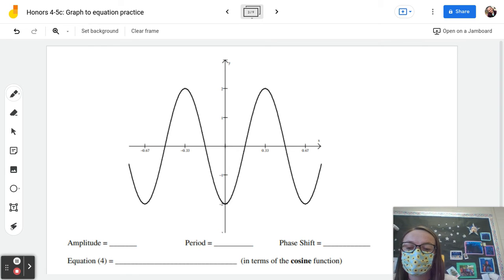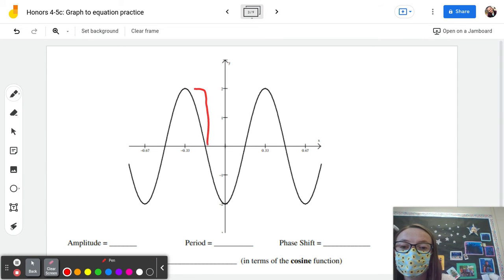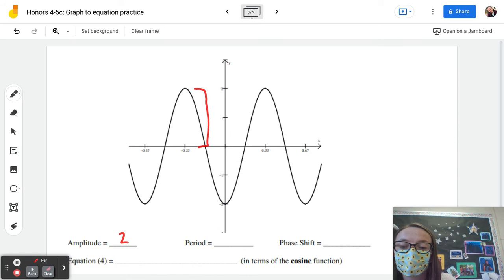Okay, so for the next question, we're going to go ahead and once again identify the amplitude. The amplitude in this case is going to be 2. So the amplitude here is 2. The period is how long it takes for me to start over. So say I start at this low point here, and I end at this low point here. I went a distance of 0.33, and it went all the way up to 0.67. So we're going to say that's probably 2/3. So the period here is 2/3, 0.67.